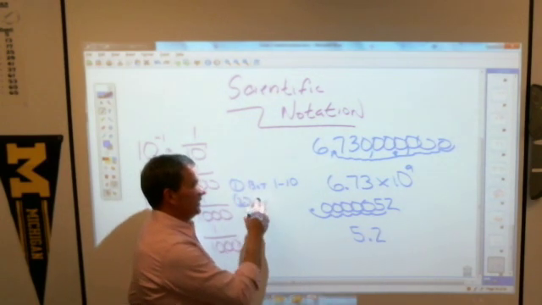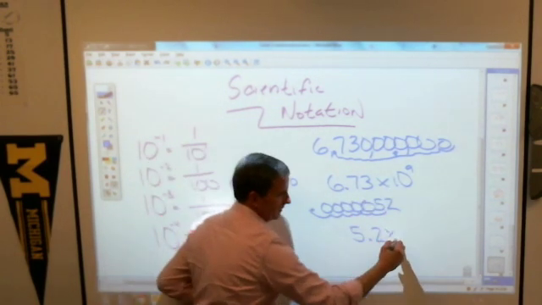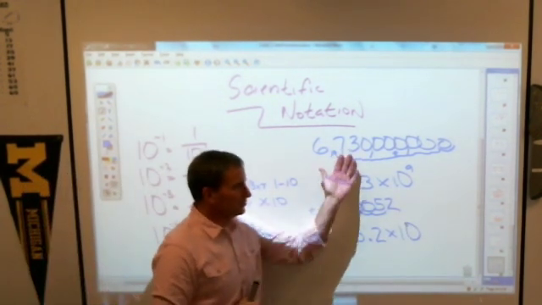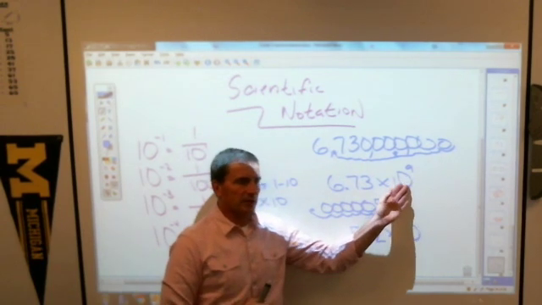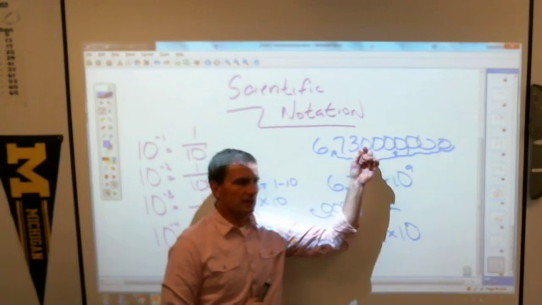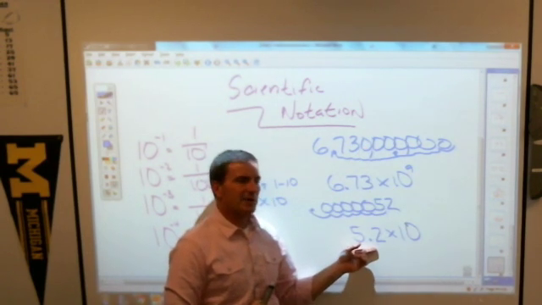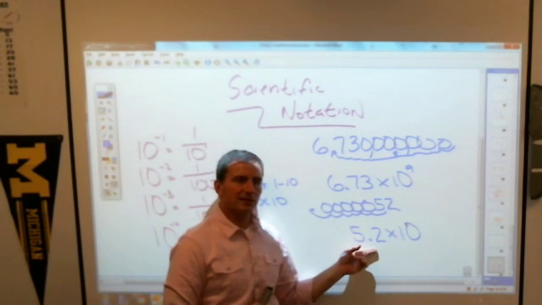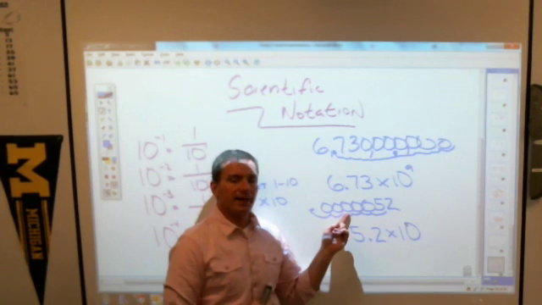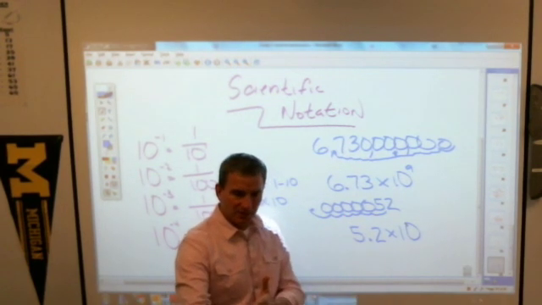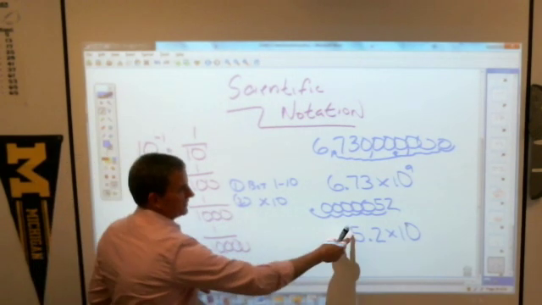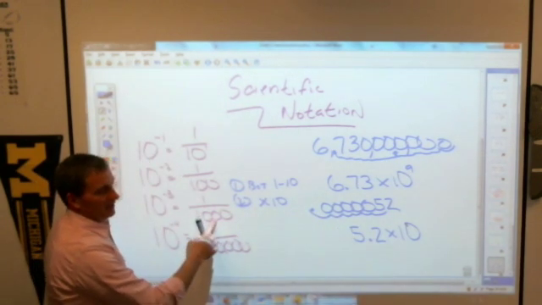Step number 2, you write down times 10 just like we did up there. But the difference is now, with this one here, 10 to the 9th power is 100 million. So I multiplied 6.73 times 100 million and got this. Here, I'm not multiplying, but I actually technically have to divide this by something to get back to this. And that's why it ends up being a negative exponent, because it's like taking 5.2 divided by 1,000.